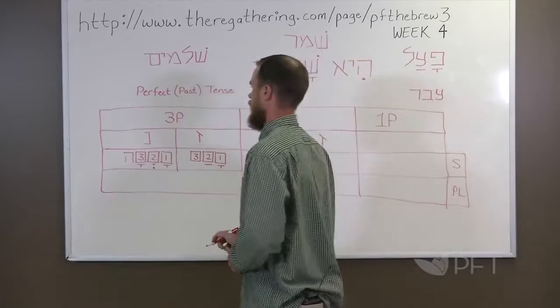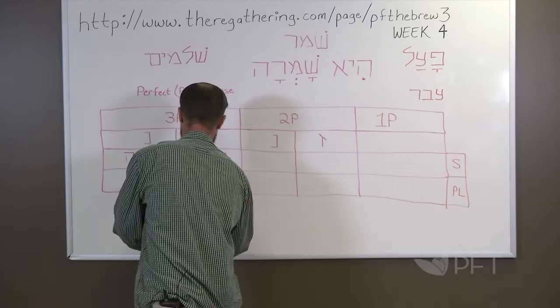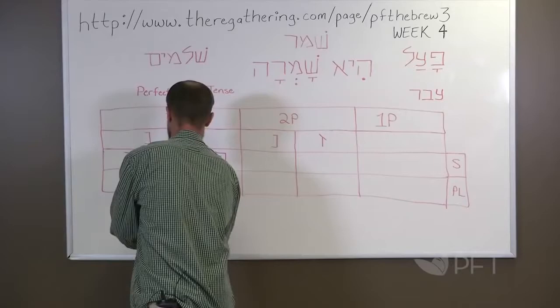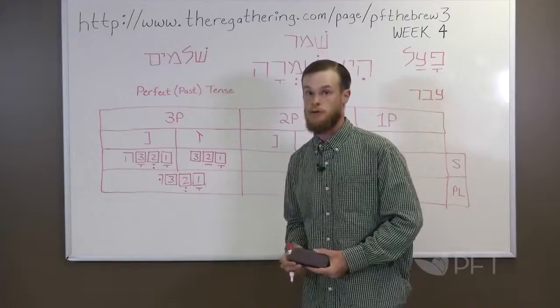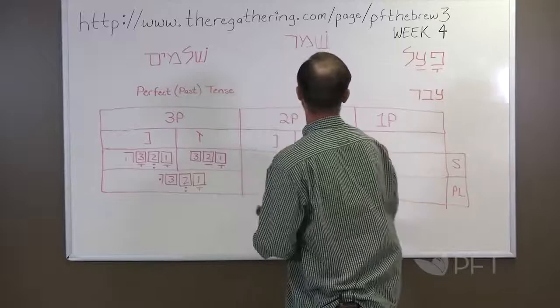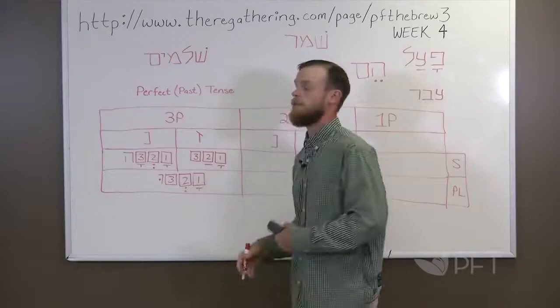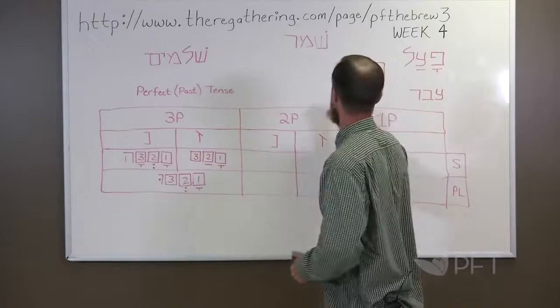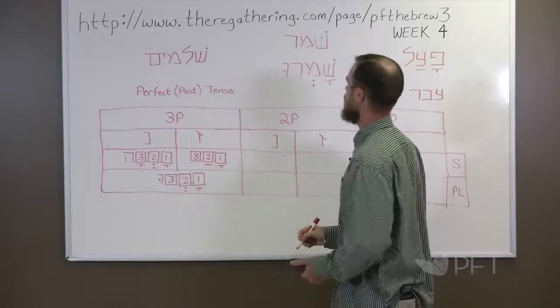Now, in the past tense, third person plural, there is again no distinction between masculine and feminine. So to say they kept, because they is the third person plural pronoun, haim would be the masculine and hain would be the feminine. We can use this conjugation with either one of those pronouns. So haim or hain, shameru. Haim shameru. That would mean they kept.